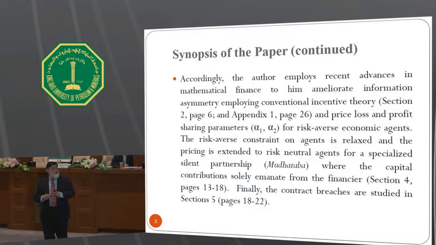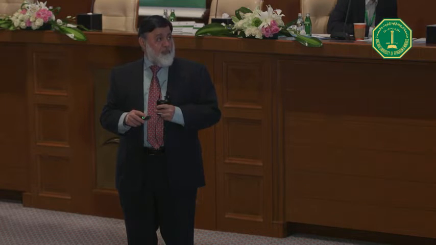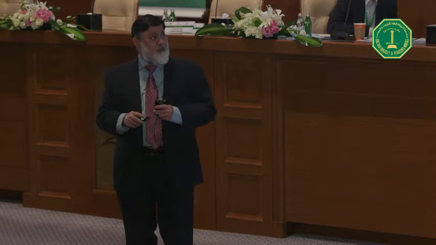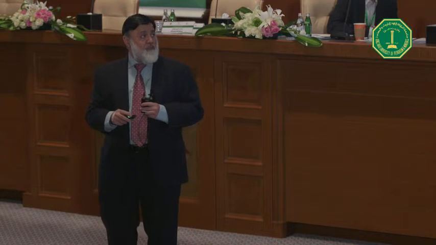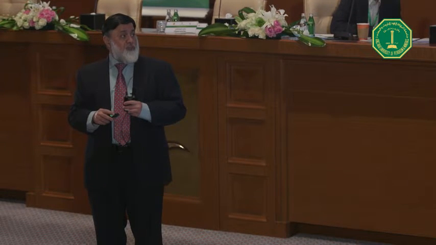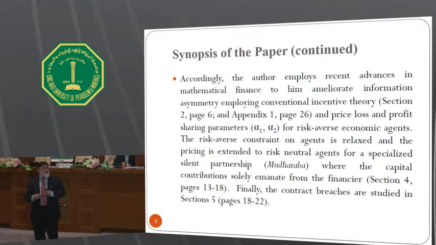Accordingly, the author employs recent advances in mathematical finance, which mitigates information asymmetry, employing conventional incentive theory, and he also prices loss and profit sharing parameters for risk-averse economic agents. The risk-averse constraint on agents is relaxed, and the pricing is extended to risk-neutral agents for specialized silent partnership, where the capital contributions solely emanate from the financier. Finally, the contract breaches are studied in Section 5.